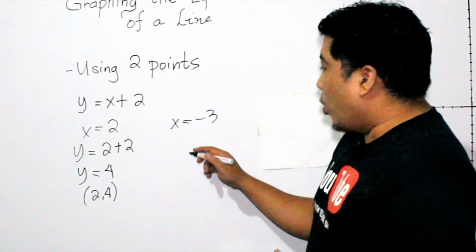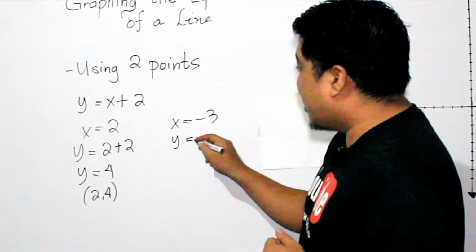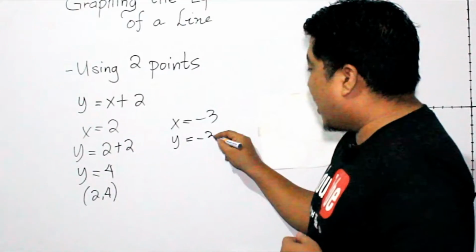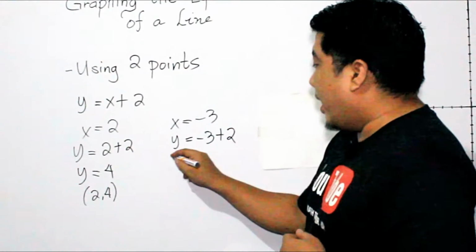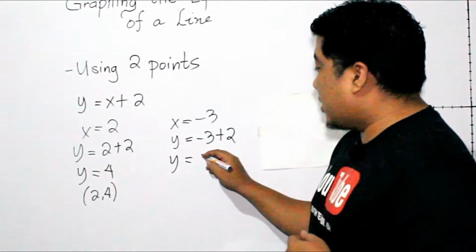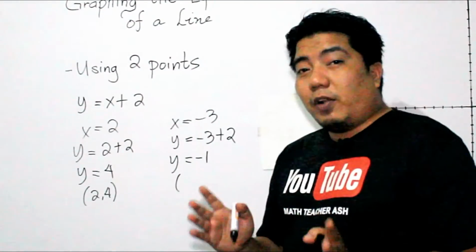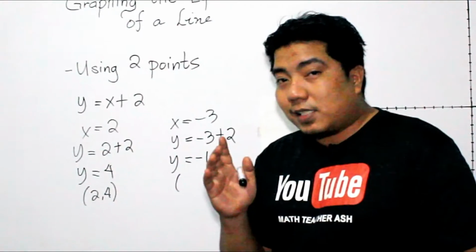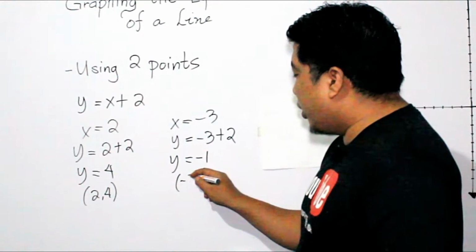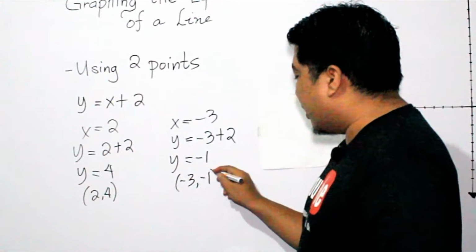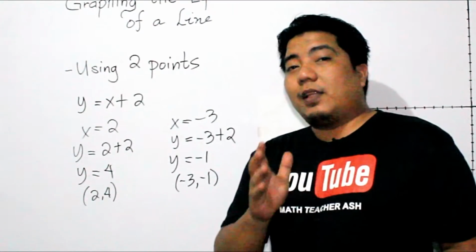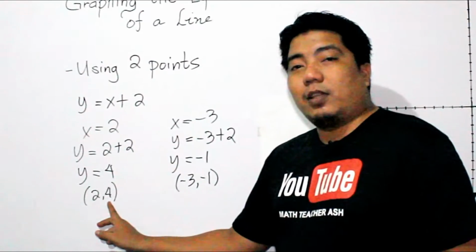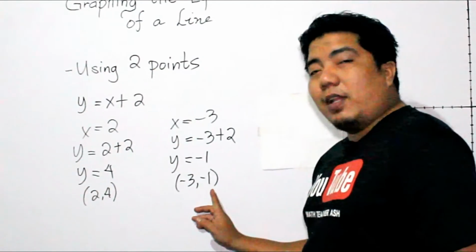Now, how about here? We have y is equal to, we will change this x into negative 3. That is negative 3 plus 2. And negative 3 plus 2 is equal to negative 1. Therefore, our value for y is negative 1 if our x is negative 3. So, the ordered pair is (-3, -1). Remember that in writing the ordered pair, you will always start with x, and then you write the y. You write the x and then the y.